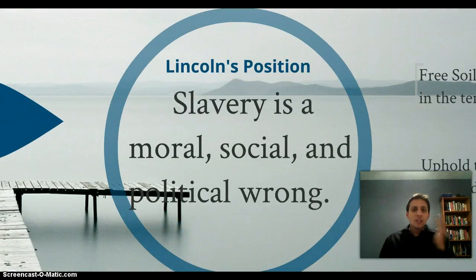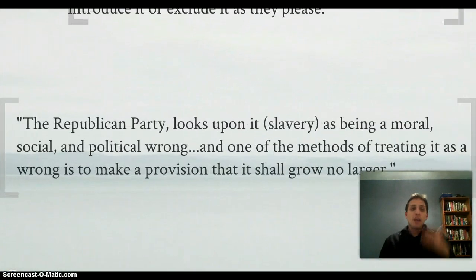Now, Lincoln, on the other hand, has a very different opinion. He's going to say slavery is a moral, social, and political wrong. So it's wrong in every aspect that you look at it. And what he's going to say is the Republican Party looks upon it, meaning slavery, as being a moral, social, and political wrong. And one of the methods of treating it as a wrong is to make a provision that it shall grow no larger.